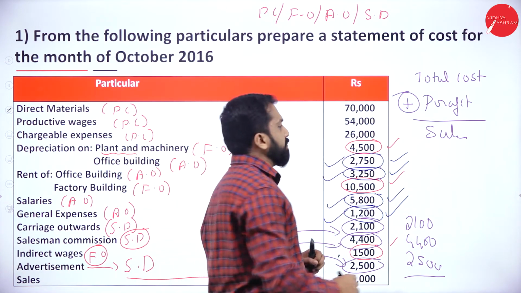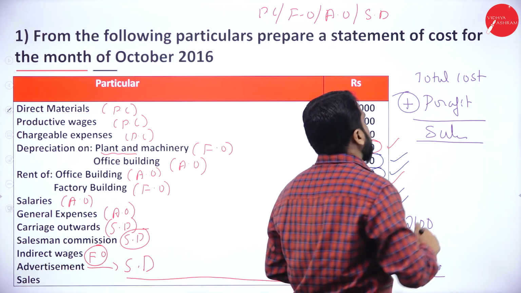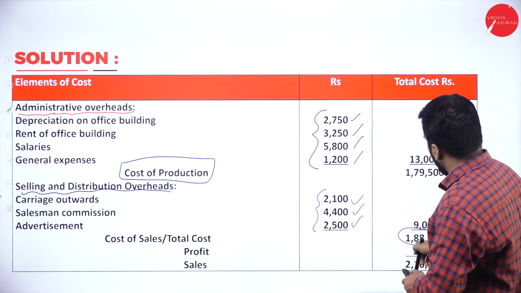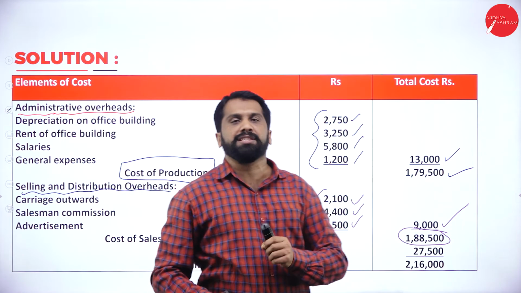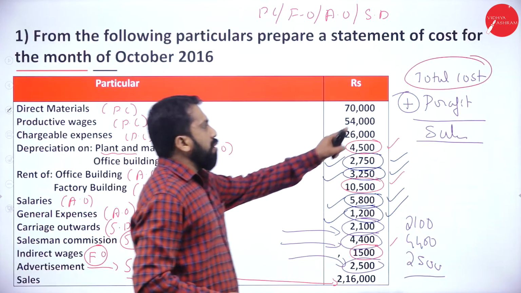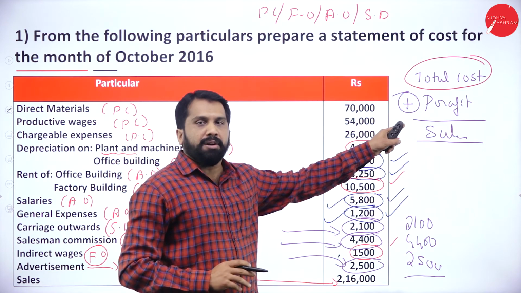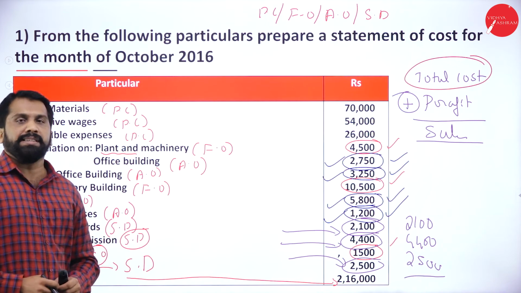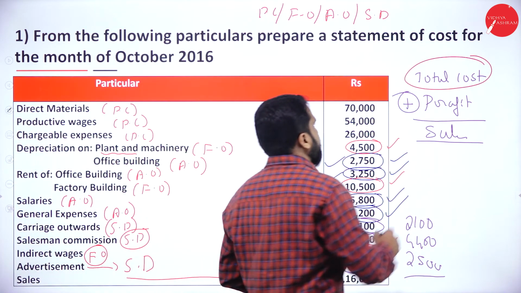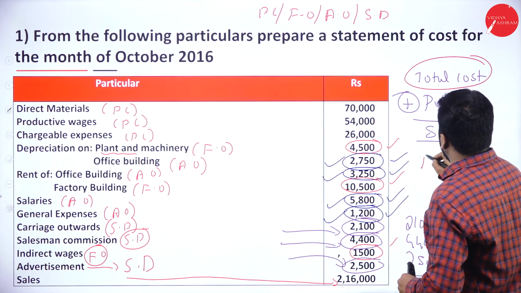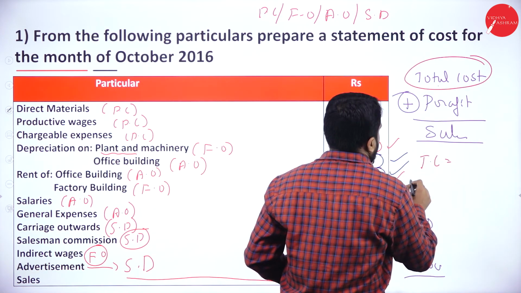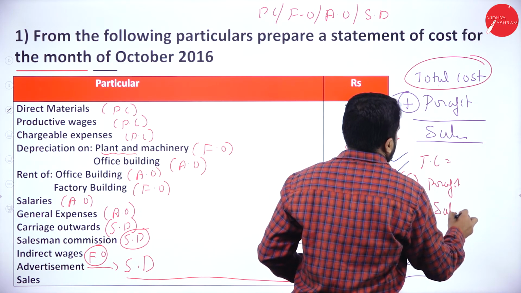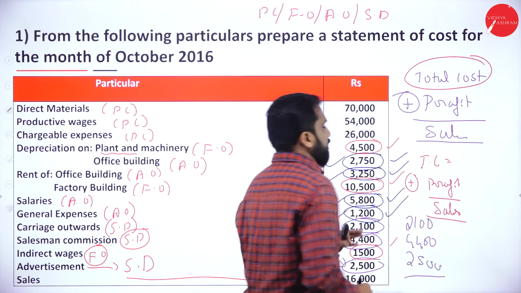In this question, the total cost we calculated just now, 1,88,500, is your total cost. Profit is not given in the question. Sales is given in the question, 2,16,000. Now, simplify this: total cost, add profit, you will get sales. There is a format.